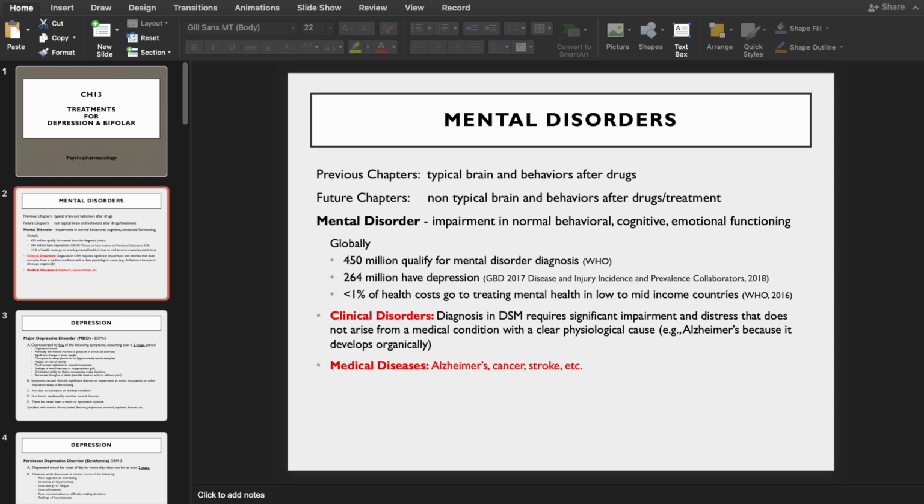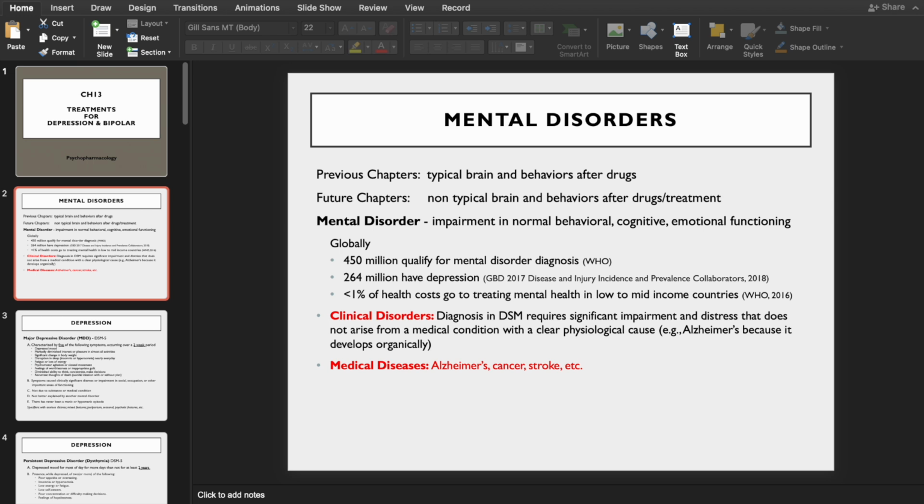Mental disorder is defined as impairment in normal behavioral, cognitive, emotional functioning. For someone to be diagnosed with a DSM mental disorder, there usually has to be significant emotional distress in functioning at work, home, school, or other important areas of life.